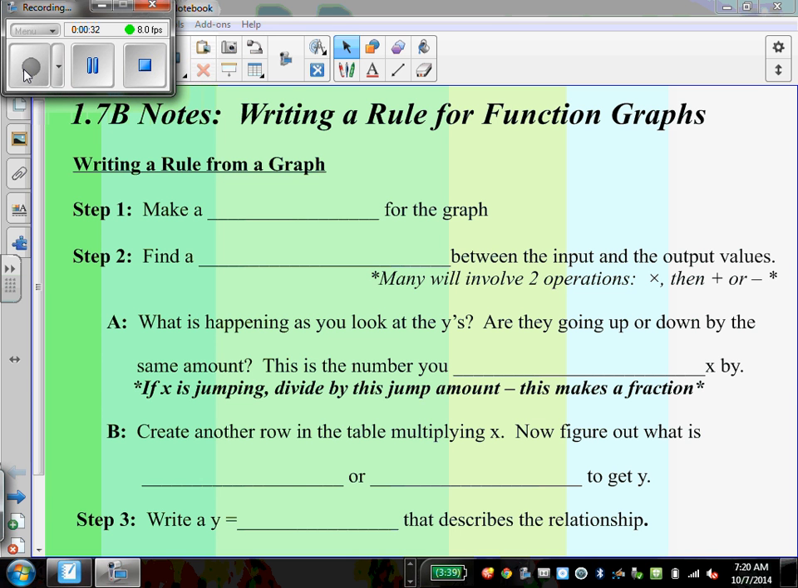This is 1.7b notes. I know your sheet says A. You can change that if you want to. So we have B. If it does say B already, then I guess that's good. All right, here we go.